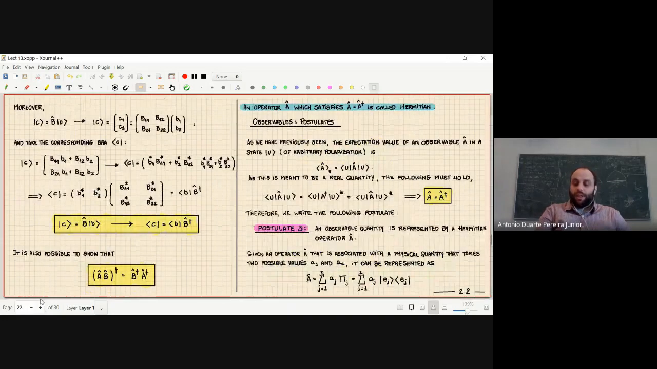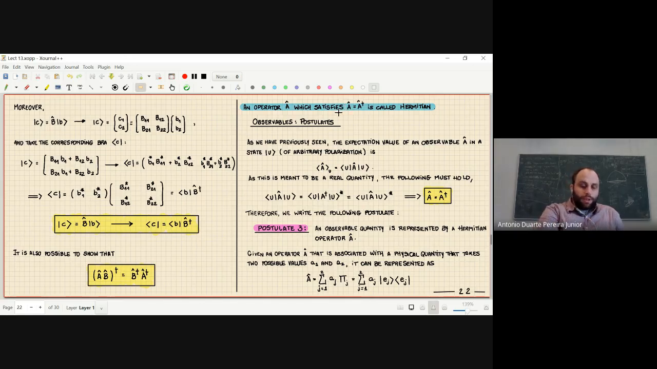And I'm saying that if you have such a property, namely, if a matrix is equal to its dagger, then we call this matrix a Hermitian matrix, okay? So a Hermitian matrix is a matrix that satisfies this property. The Hermitian conjugate of this matrix is equal to the matrix itself, okay?